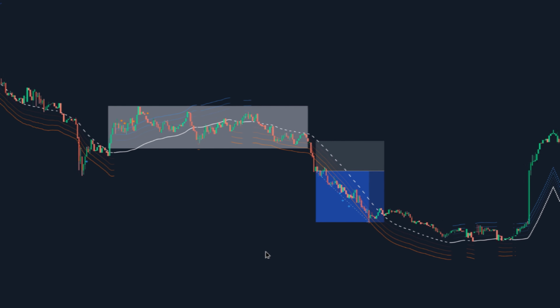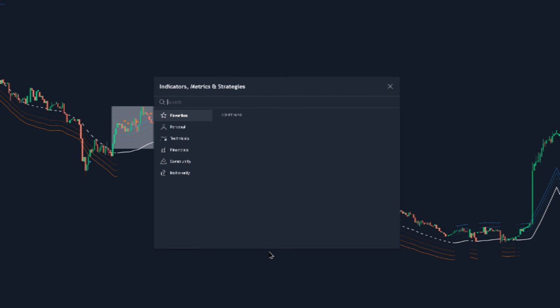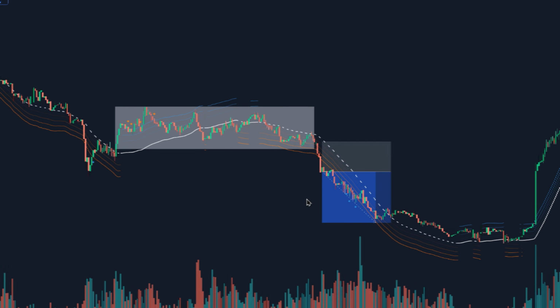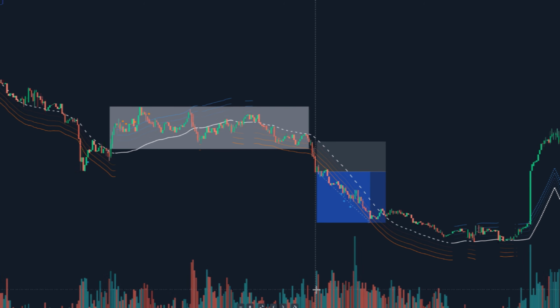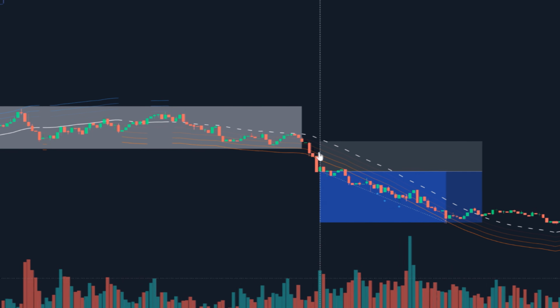Now, to increase the success of such a strategy, you may want to add a volume indicator. Now, during these breakouts, you want the volume to be higher than normal to add extra validity to your entries.